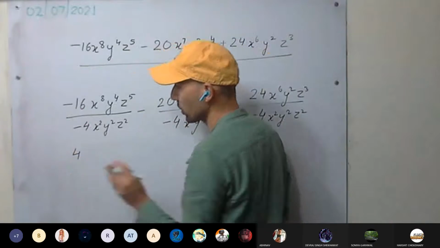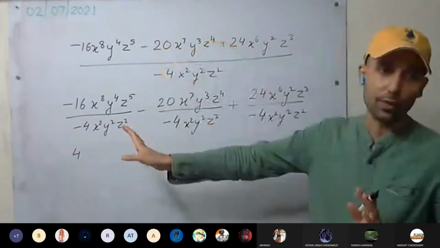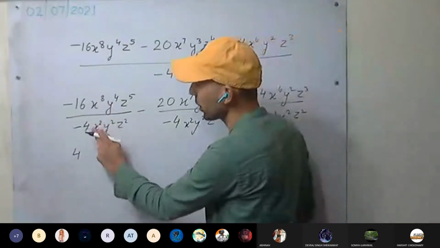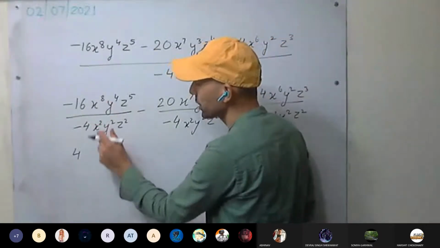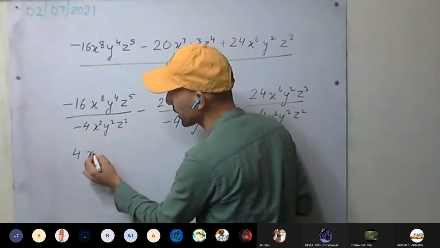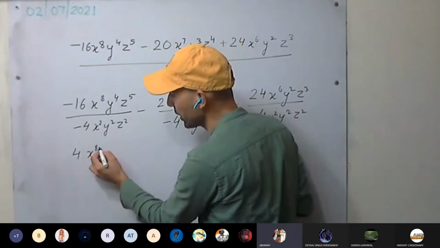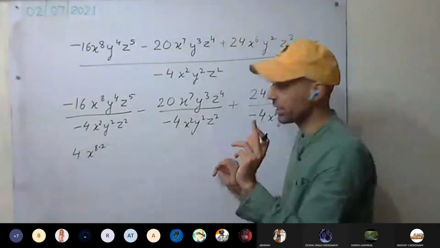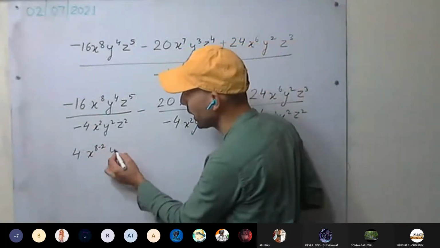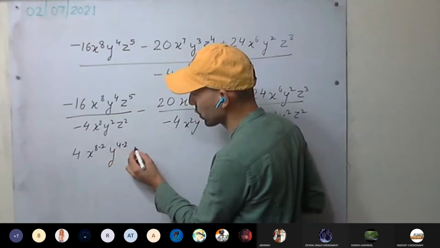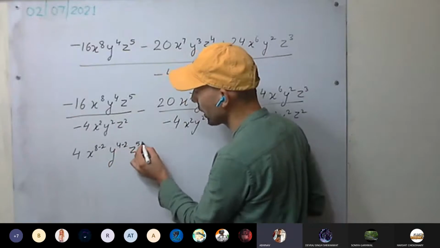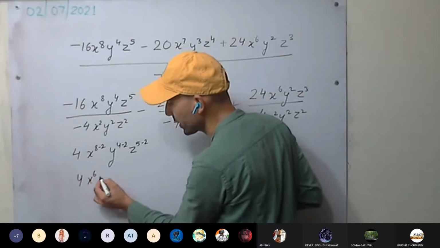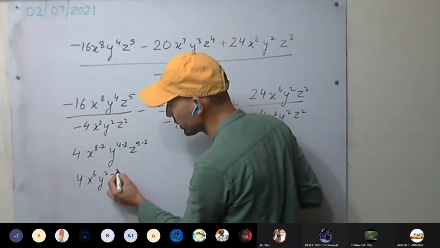Constant terms we have divided. Work with the constant term is over. Now what is remaining? X raised to power 8 divided by x square. So from 8, subtract 2. It will be x raised to power 6. You can write straightforward here like this, or you can straightforward write x raised to power 6 also. No issues. Y raised to power 4 minus 2. Z raised to power 5 minus 2. Next step, 4 x raised to power 6, y square, z cube.